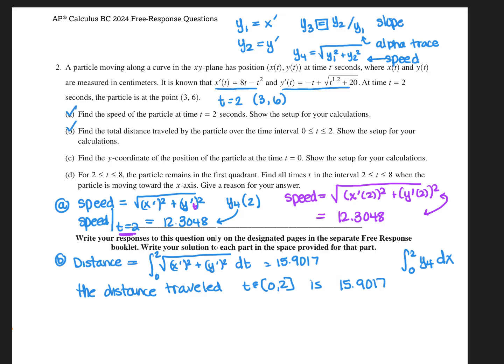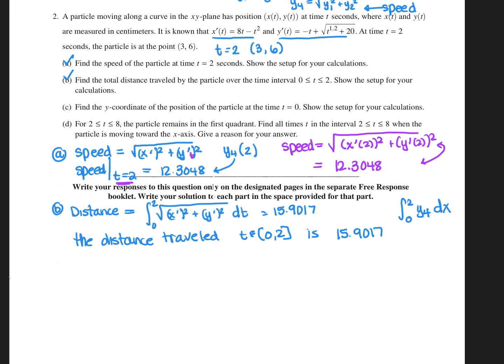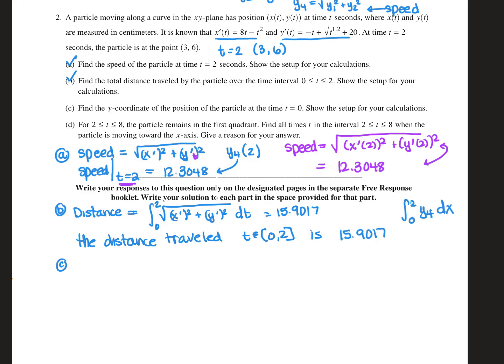C, find the y-coordinate of the position of the particle at time equals 0. Okay, so we want to know where it is at time equals 0. We know that at time equals 2, our y-coordinate was 6. That was one of our initial conditions. We want to know y of 0. So there's two ways to think about this. The first thing we can think of is just the fundamental theorem of calculus. So the integral from 0 to 2 of y prime is y of 2 minus y of 0. So then you can solve for y of 0.